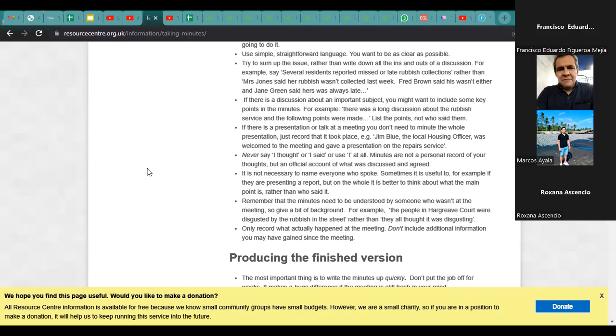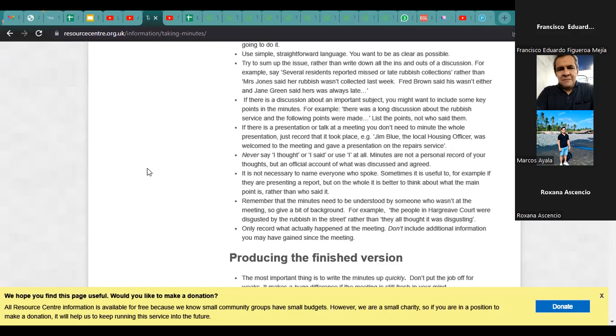It is not necessary to name everyone who spoke, although sometimes it's useful to, for example, if they are presenting a report, but on the whole, it's better to think about what the main point is rather than who said it. Remember that the minutes need to be understood by someone who wasn't at the meeting. So give a bit of background. For example, the people in Hargreaves Court were disturbed by the rubbish in the street rather than they all thought it was disgusting. Only record what actually happened at the meeting. Don't include additional information you may gain since the meeting.